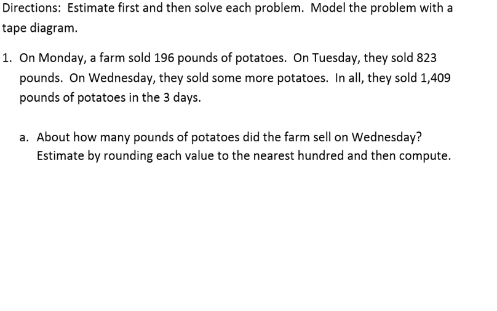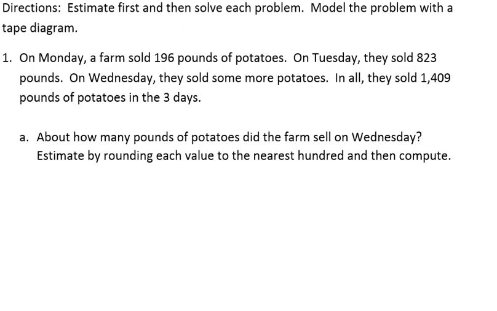And the first question says, on Monday, a farm sold 196 pounds of potatoes. On Tuesday, they sold 823 pounds. On Wednesday, they sold some more potatoes. In all, they sold 1,409 pounds of potatoes in the 3 days. About how many pounds of potatoes did the farm sell on Wednesday? We're going to estimate by rounding each value to the nearest hundred, and then we'll compute.